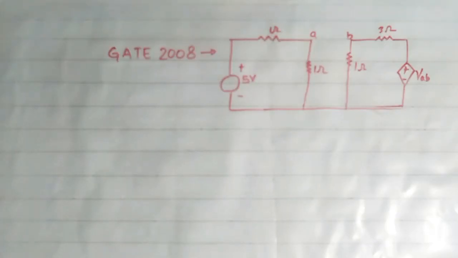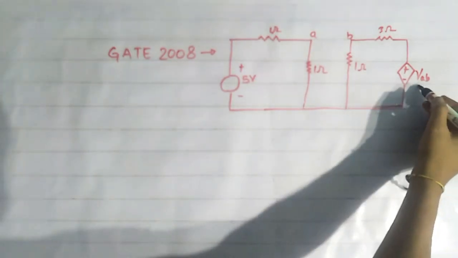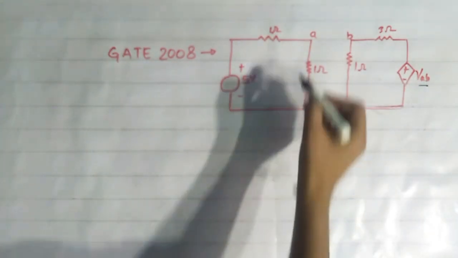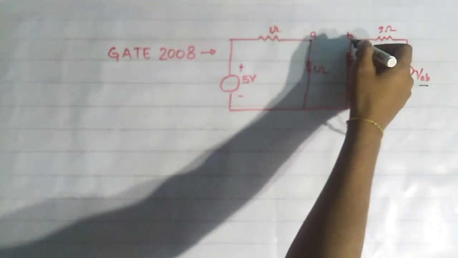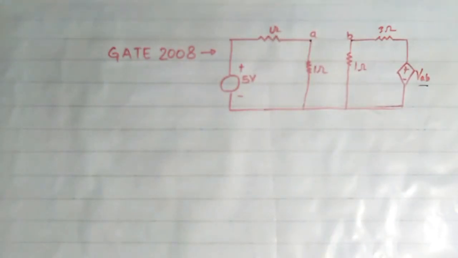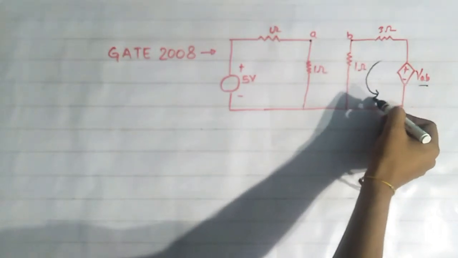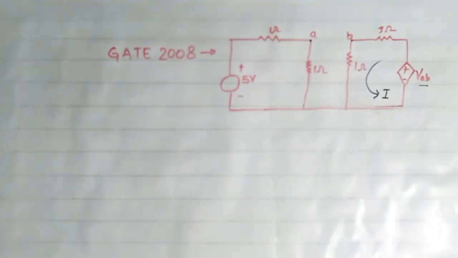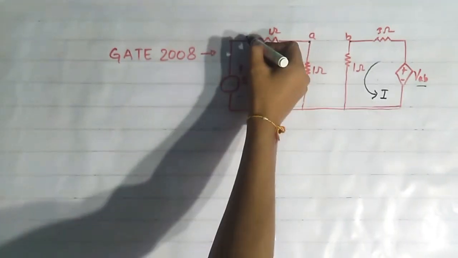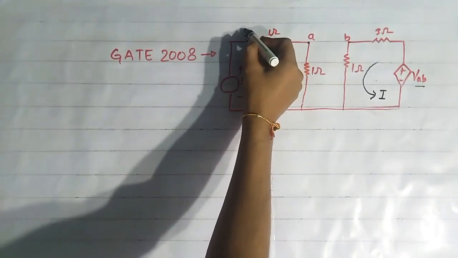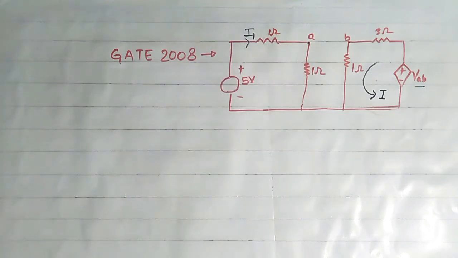Now see this question that has been asked in GATE 2008. Here this circuit is given and we have to find this voltage VAB. This is the voltage at node A and this is the voltage at node B. See how we can solve this question. Suppose the current in this loop is I, and the current here we can assume as I1.